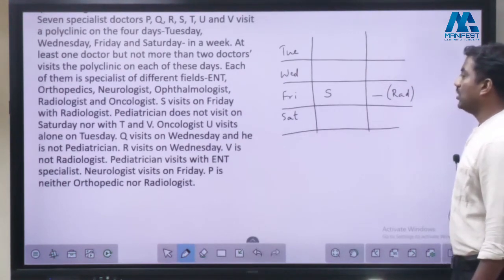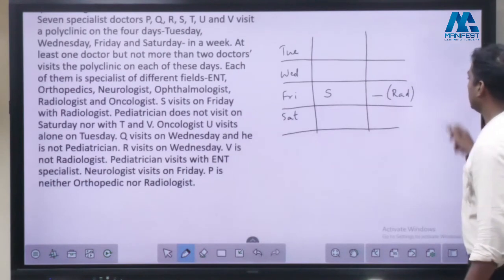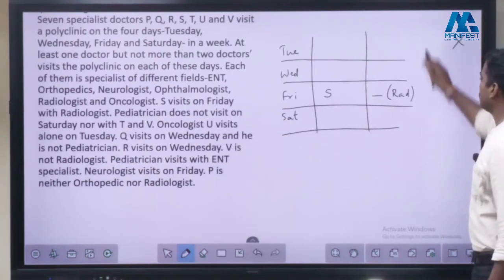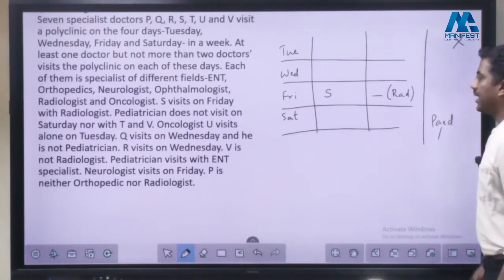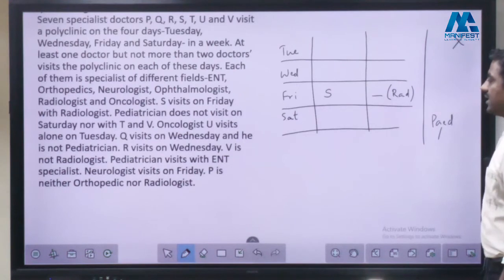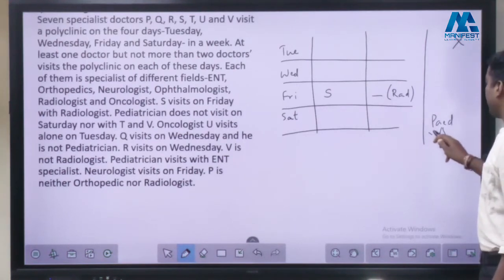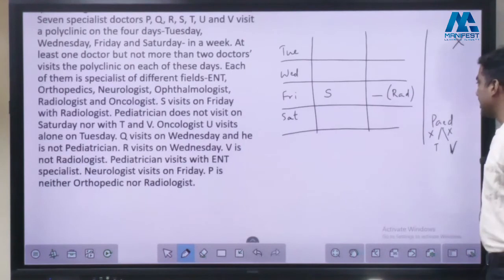Pediatrician does not visit on Saturday. So make a list for exceptions also. So the pediatrician will not come on Saturday. And this pediatrician does not visit on Saturday, nor with T and V. So he has a very peculiar problem. He cannot club with T and V, and also he cannot visit on Saturday.